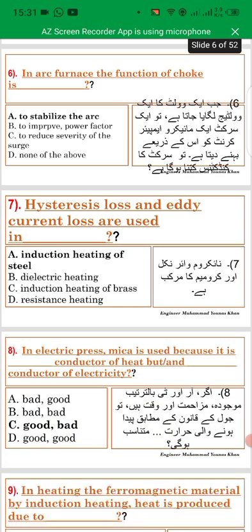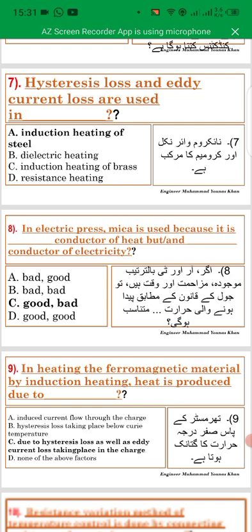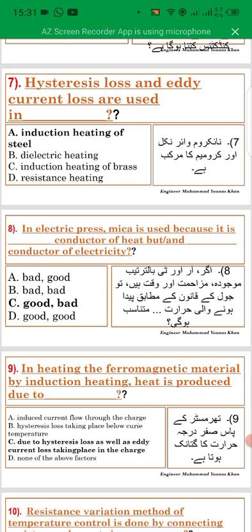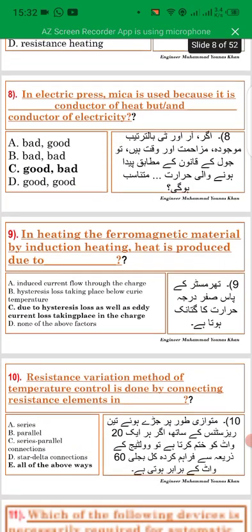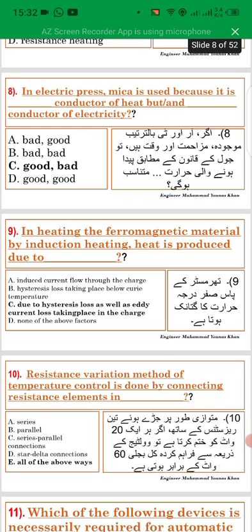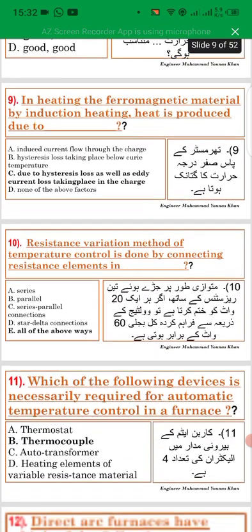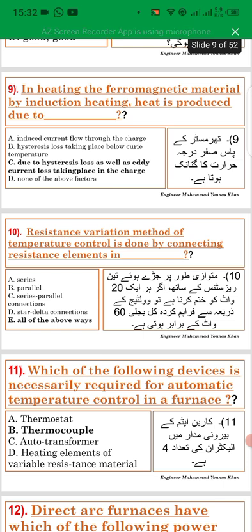In arc furnaces, the function of choke is to stabilize the arc. Hysteresis loss and eddy current loss are used in induction heating of steel. In electric press, mica is used because it is a good conductor of heat but a bad conductor of electricity. In heating the ferromagnetic material by induction heating, heat is produced due to hysteresis loss as well as eddy current loss taking place in the charge.